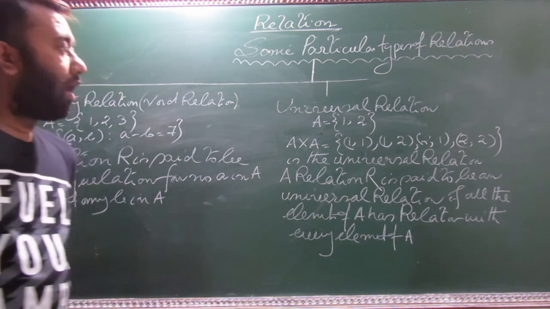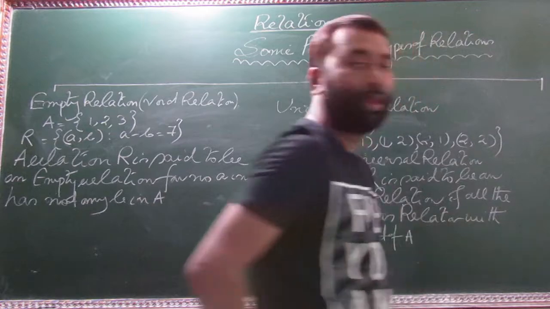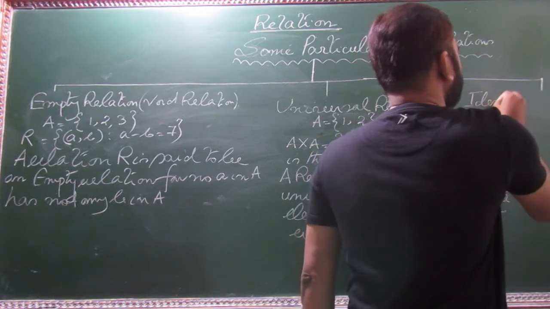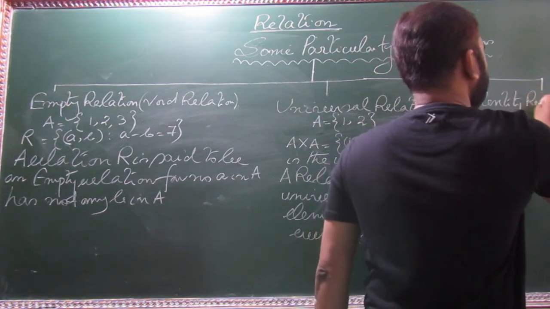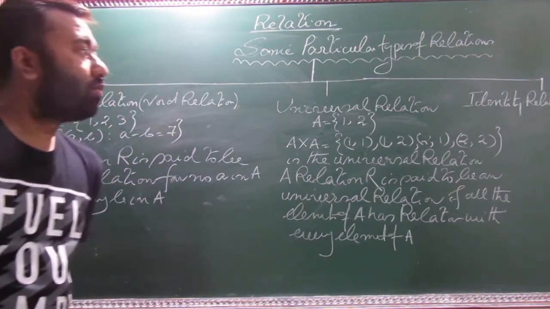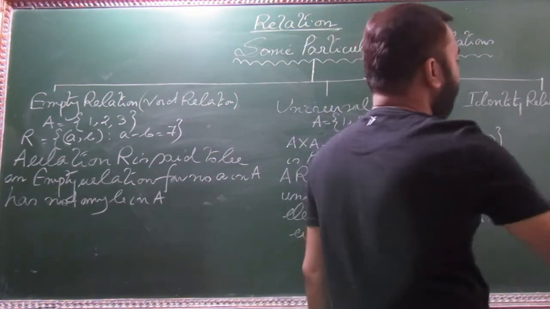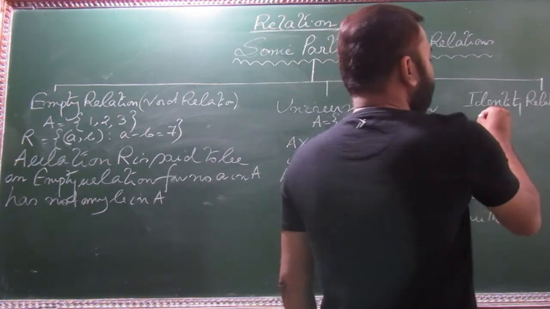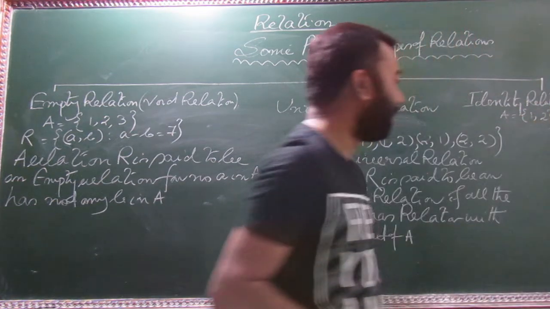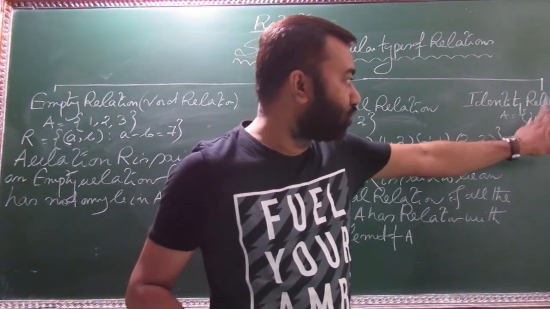Fine. Now I am going to start one more relation. This is the identity relation. So what is the identity relation? I am going to take an example of the identity relation. Suppose A is a set and the elements are 1 and 2.